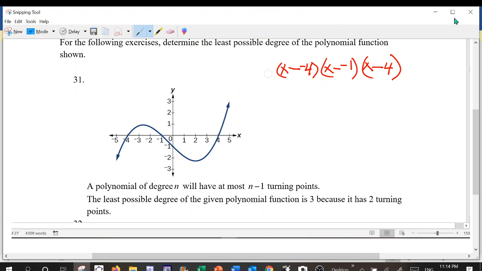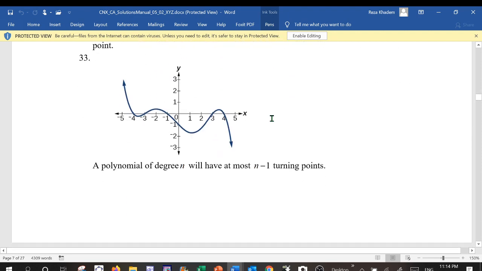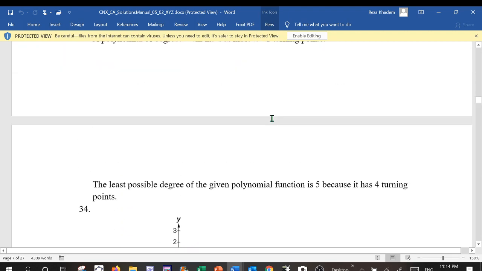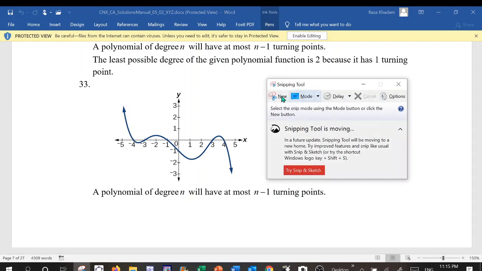Now, what about number 33? Let's do a few on 33. Well, we passed it. Well, number 33, how many turning points? Again, it is 1, 2, 3, 4, and it has 1, 2, 3, 4, 5 x-intercepts. So again, let me quickly write that.